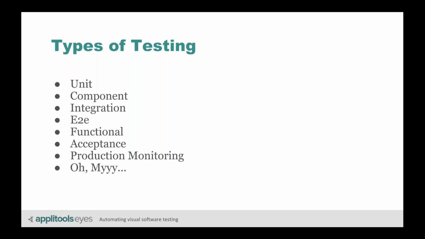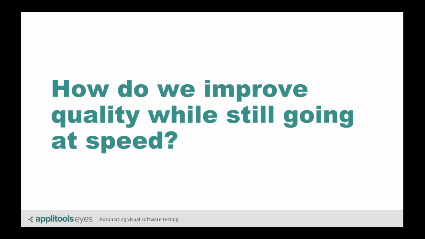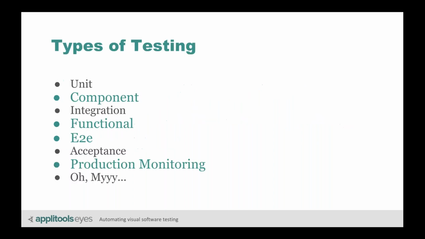I'll skip acceptance and production monitoring. Diego said we also need to verify in production that the code is working as expected. How do we improve quality? So we have all these kinds of testing, and we understand that we need to improve the quality. How do we improve that quality while still going at speed?